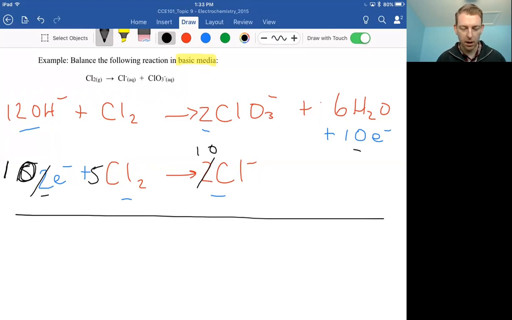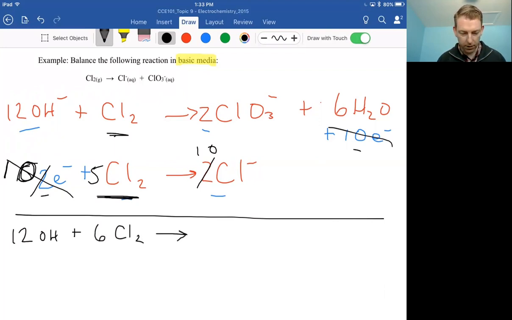And now we're done. When we go to sum them together, we can cross out the electrons. They balance out. And what we're left with is 12 hydroxide plus, you'll note we've got 5 chlorines here and 1 chlorine here, so 6 chlorines altogether, going to 10 chloride plus 2 chlorates and 6 water.